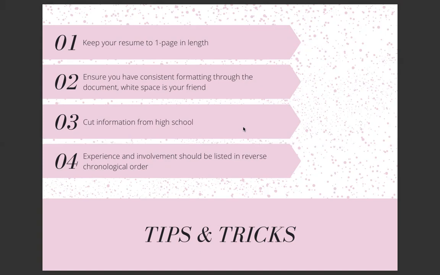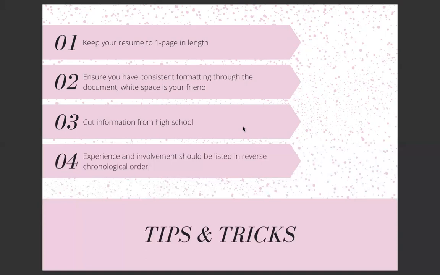And then 3, cut information from high school. I would say at this point, you should have enough content from your college experience that you shouldn't need high school experiences on the document anymore. And in your education section, do not include high school. It's assumed that you completed high school. So at this point, go ahead and be critical in cutting that information out of your document.